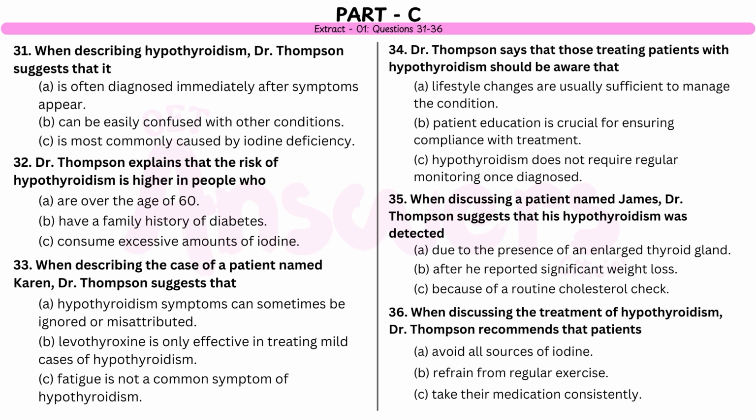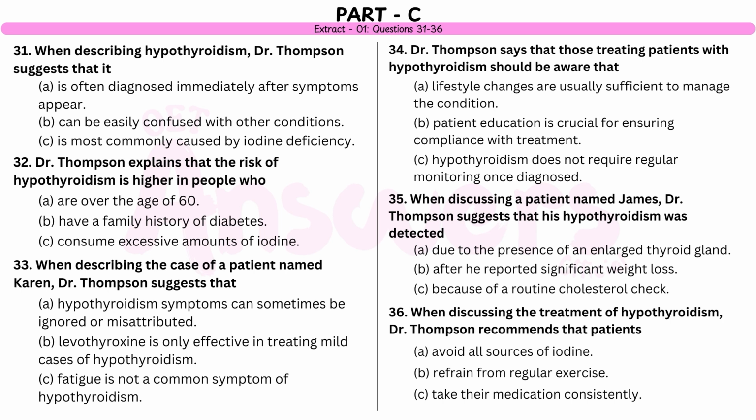Hypothyroidism occurs when the thyroid doesn't produce enough thyroid hormone, which can lead to a range of symptoms that may develop slowly over time. Many people with hypothyroidism are unaware that they have the condition because the symptoms can be subtle and are often attributed to other causes.